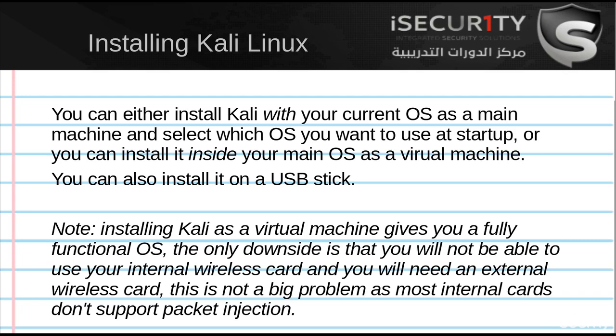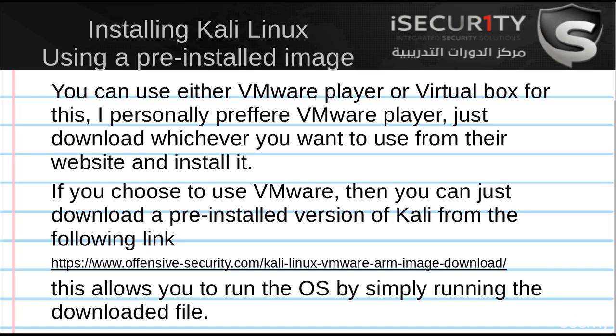Basically, installing it as a virtual machine means you'll be using it inside your current operating system. So if you're using Windows, or Mac, or Linux, you can use a virtualization program like VMware or VirtualBox, and you'll basically have a fully functional operating system inside your main operating system. We'll see how that works. It's very simple. It's not as complicated as it sounds. There are two programs that allow us to install Kali Linux as a virtual machine: VirtualBox and VMware. Personally, I prefer VMware, but they both work well and give you the same functionality.